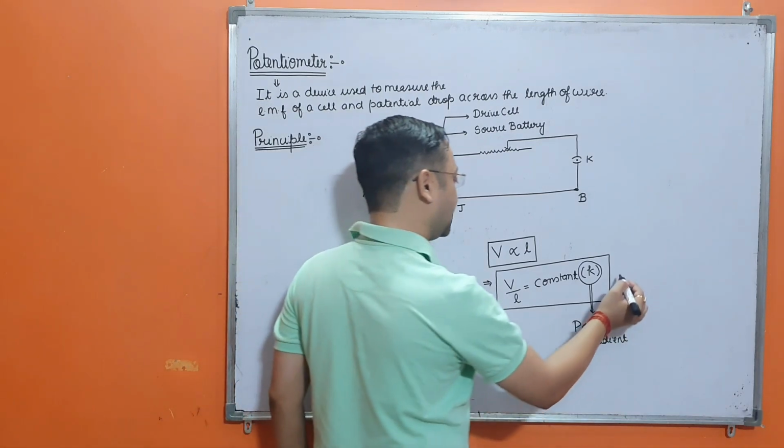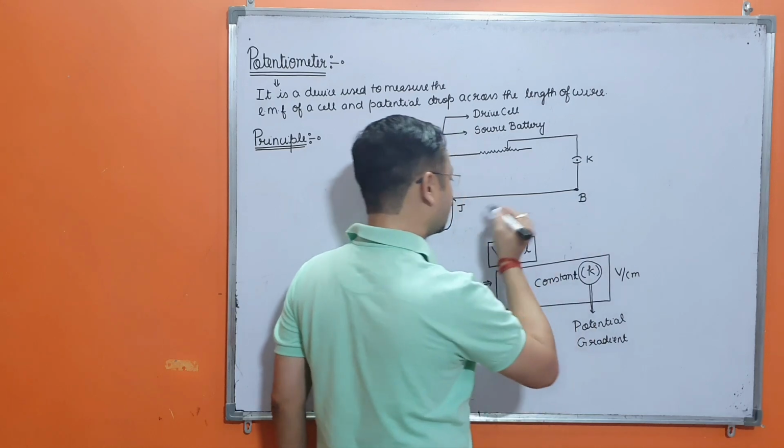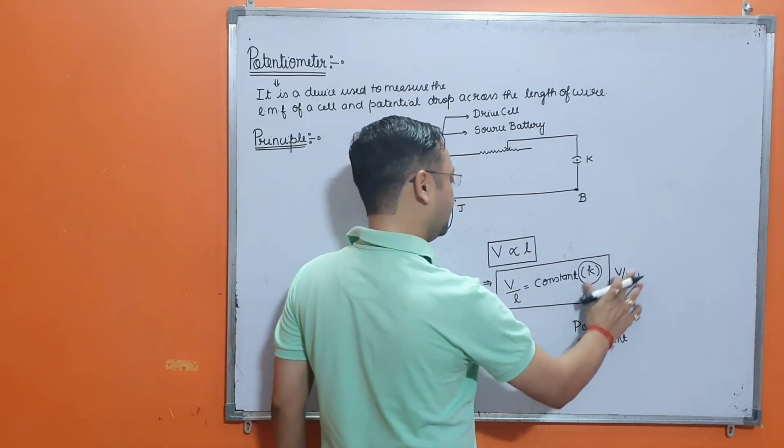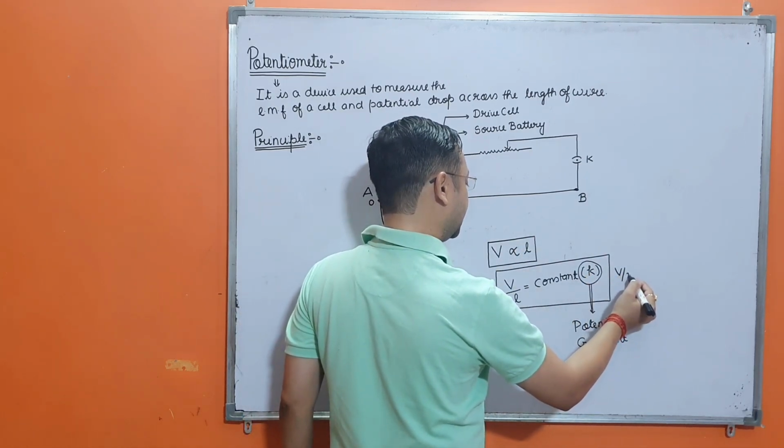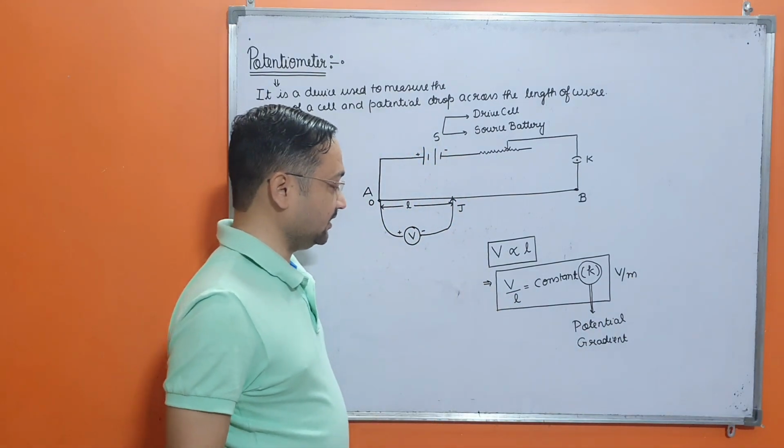The SI unit will be volt per meter, but generally in the lab, since distances are measured in centimeters, we prefer to use volt per centimeter. But the SI unit is volt per meter. So this is called the potential gradient.